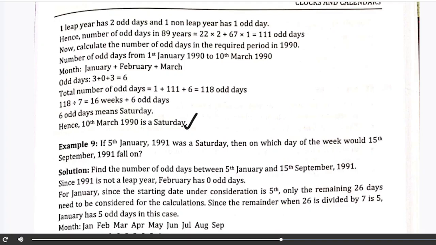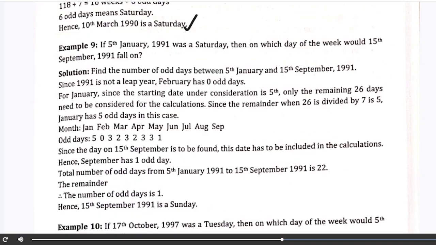लुक एट द नेक्स्ट एग्जांपल नंबर 9. नाउ एग्जांपल नंबर 9 में रेफरेंस दिया हुआ है एक डेट के साथ. 5th January 1991 वाज अ सैटरडे. आपको जाना है 15 सितंबर 1991. तो सेम ईयर है, सिर्फ मंथ्स को जंप करना है. तो जनवरी के अंदर हाउ मेनी डेज यू आर लेफ्ट विद? यू आर लेफ्ट विद 26 days. If I divide it by 7, the remainder is 5. So January 5, February 91 is not a leap year, 0.